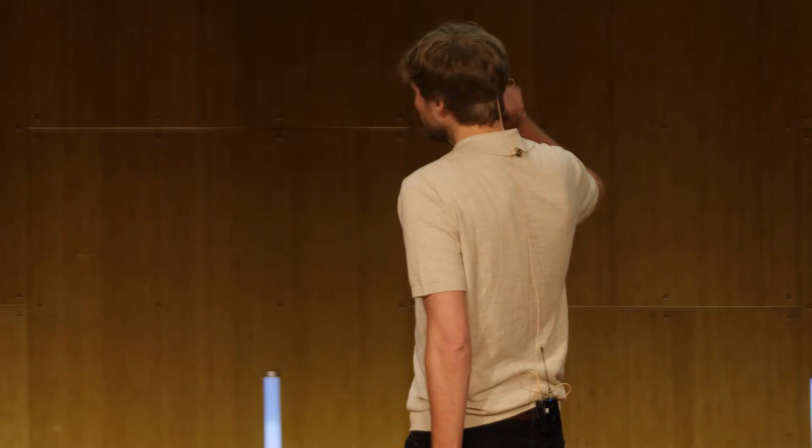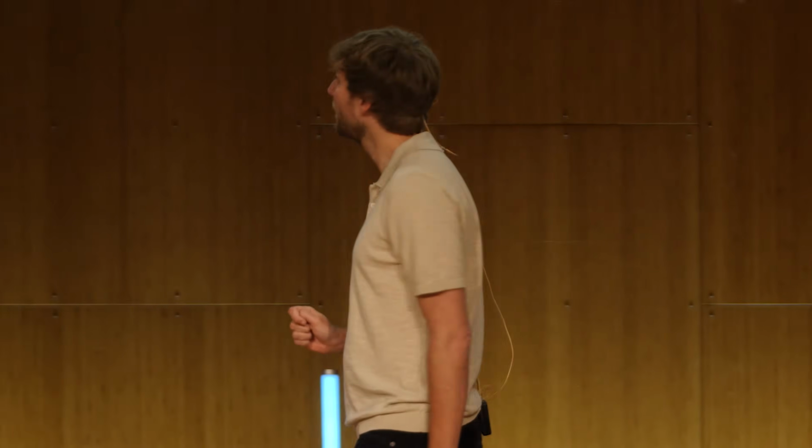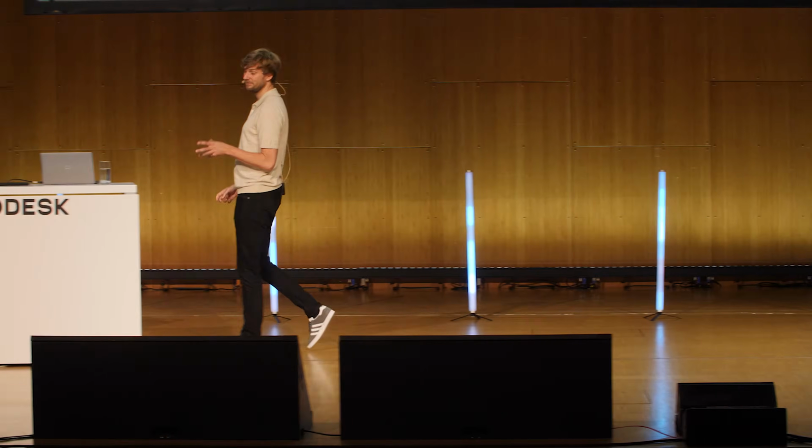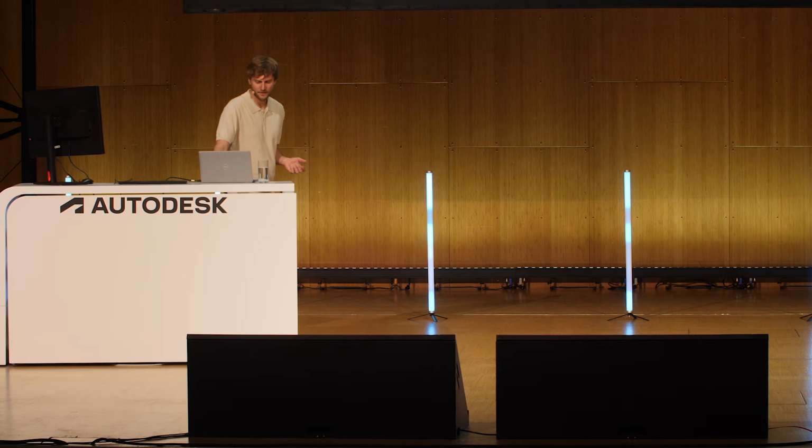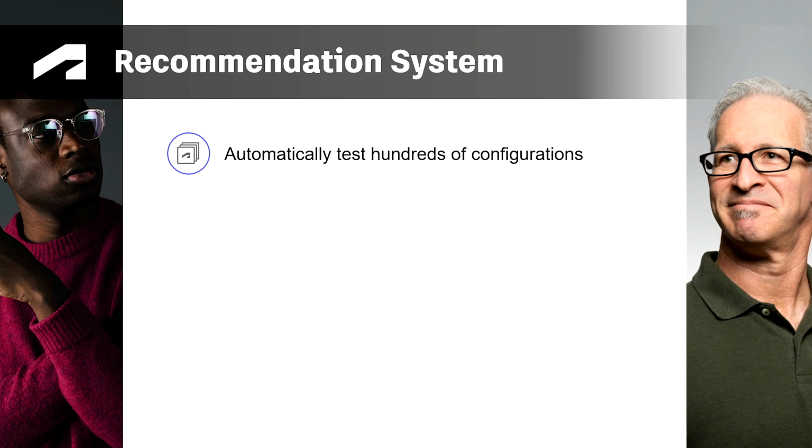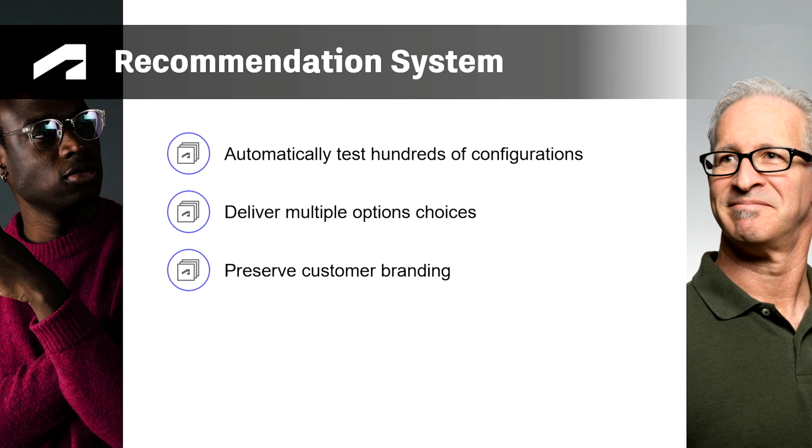And when I talk about this, I like to describe it that we combine this predictive AI, so we extract the information, we use it for fast predictions, with a generative AI that operates on shapes again. And if you do this, you can automatically test hundreds of configurations. I think that's the idea. It, at the end, delivers multiple choices to you.